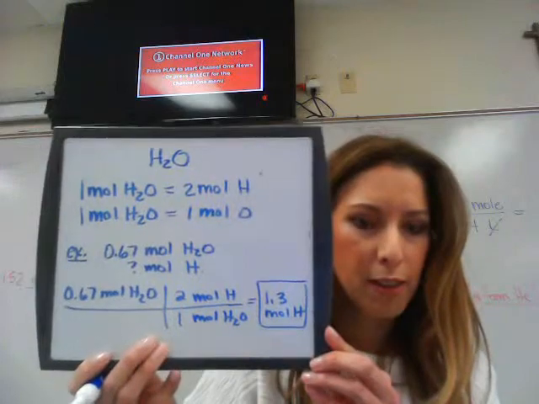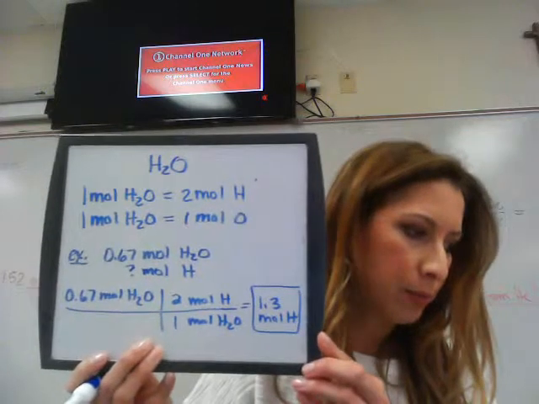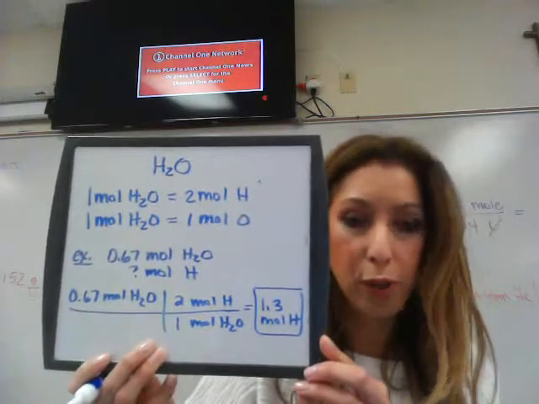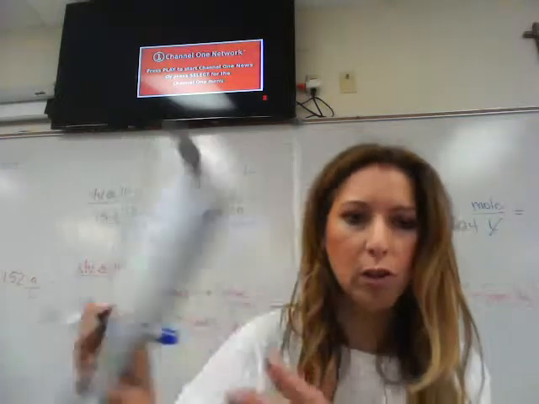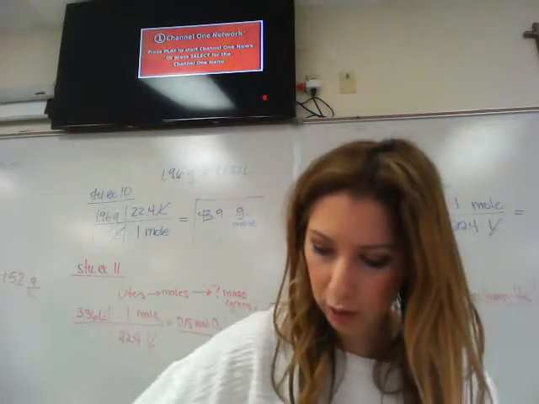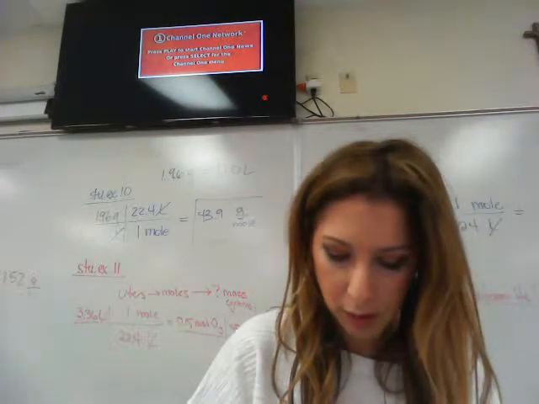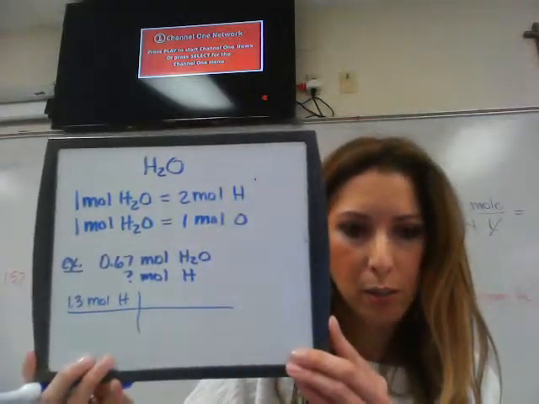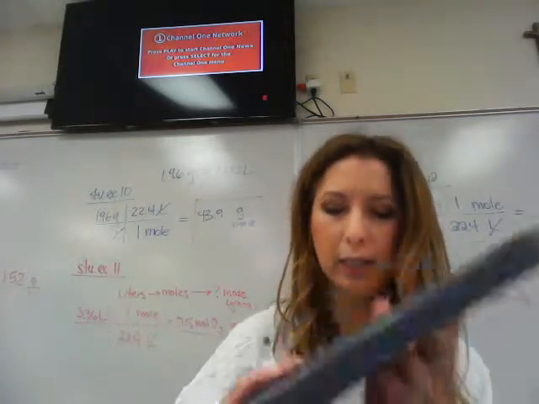Okay? So that's how you do a mole ratio within a compound. Now, if I wanted to go a step further and convert to grams of hydrogen, I could do that. So let's say I wanted to take my 1.3 moles of hydrogen that I just got, and I want to know how many grams of hydrogen are in that. So I can set it up like this, and I'm going to put moles of hydrogen on the diagonal and grams of hydrogen up on top, like this.